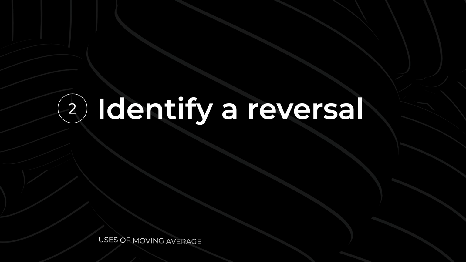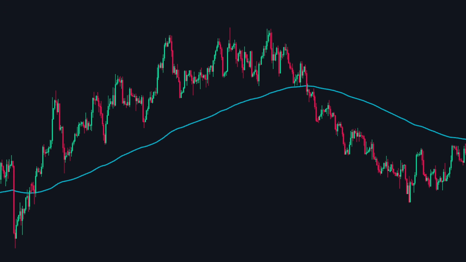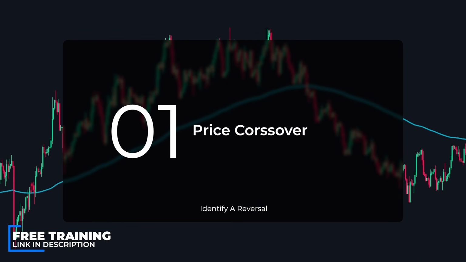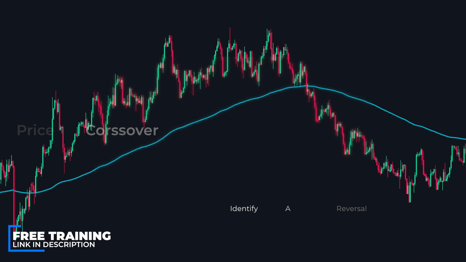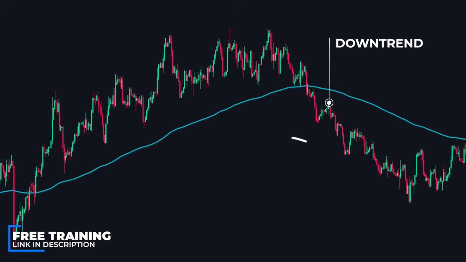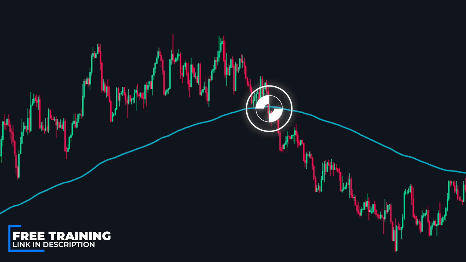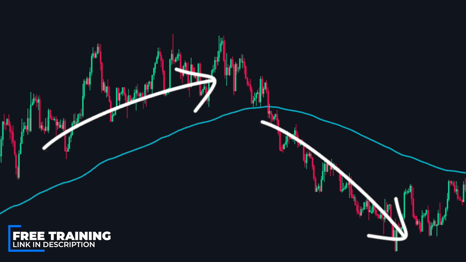Now let's learn how to use the moving average to identify reversals. To identify a trend reversal, we have two techniques. Number 1, price crossover. As we discussed earlier, the price tends to remain above the moving average in an uptrend, and in a downtrend, the price remains below the moving average. Using the same logic, when the price crosses the moving average from above, it indicates that the uptrend is over and a downtrend will begin. Therefore, it indicates a bearish reversal in price.